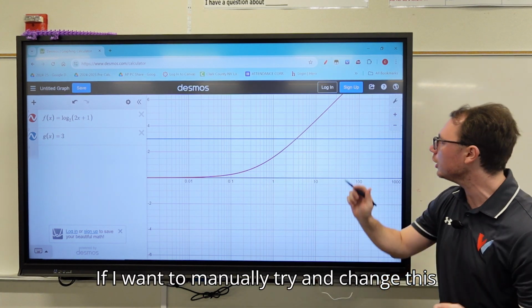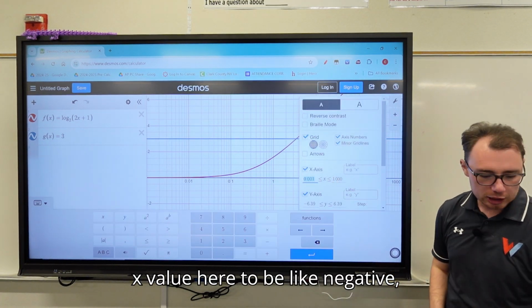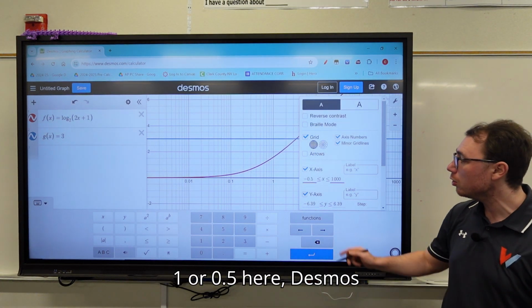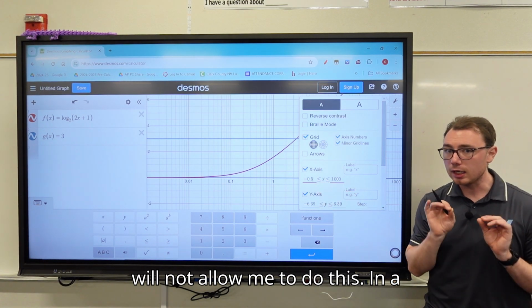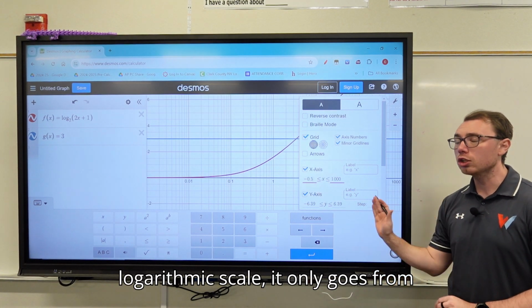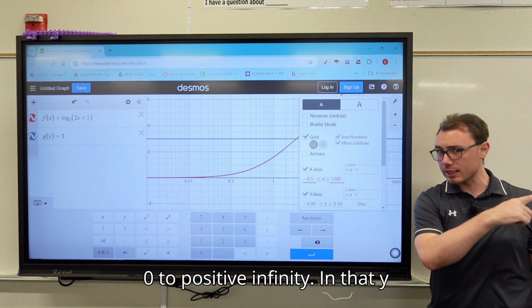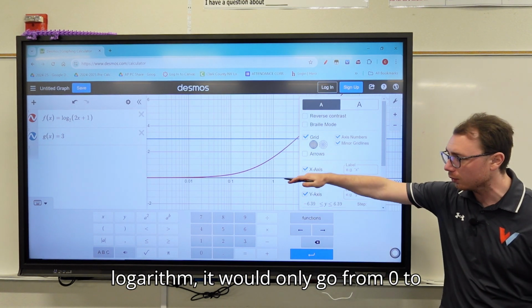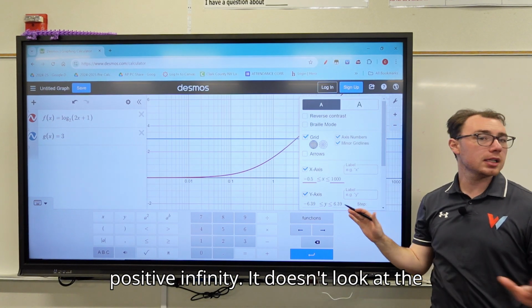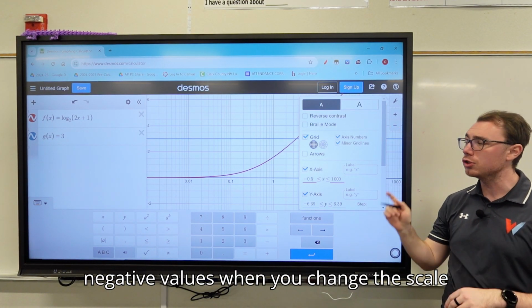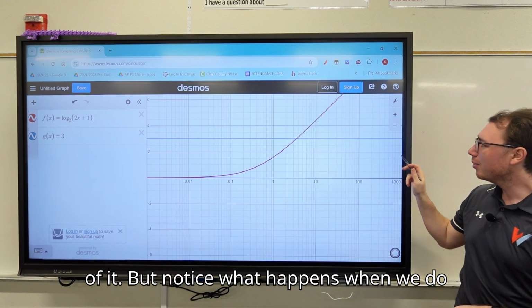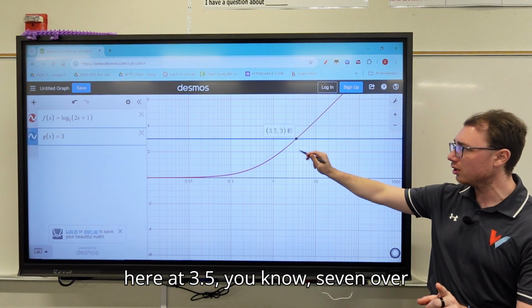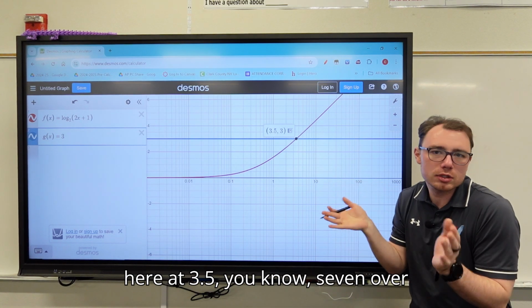If I want to manually try and change this x value to be like -1 or 0.5, Desmos will not allow me to do this. In a logarithmic scale, it only goes from 0 to positive infinity. For the y value there, if we change that to logarithm, it would only go from 0 to positive infinity. It doesn't look at the negative values when you change the scale. But notice what happens when we do that. We still have that intersection here at 3.5, 7 over 2.